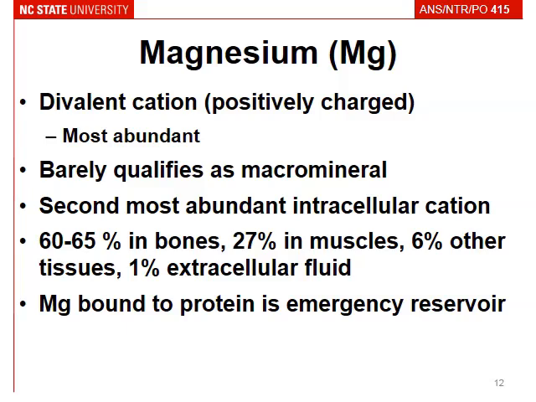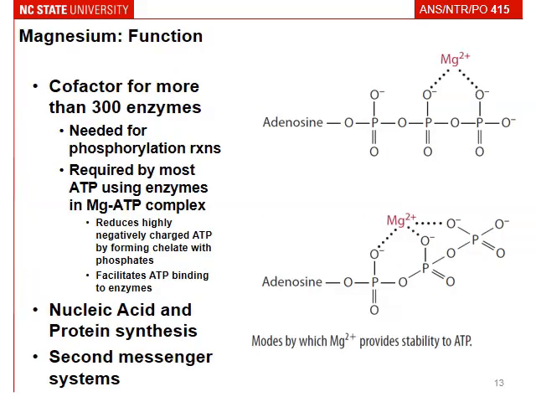It's found between 60 and 65% in the bones, 27% in muscles, 6% in other tissues, and 1% in extracellular fluid. And it's bound to protein for emergency reservoir. So magnesium is probably one of the most critical minerals outside of calcium and phosphorus. It's probably the third most important. It is a cofactor for more than 300 enzymes.